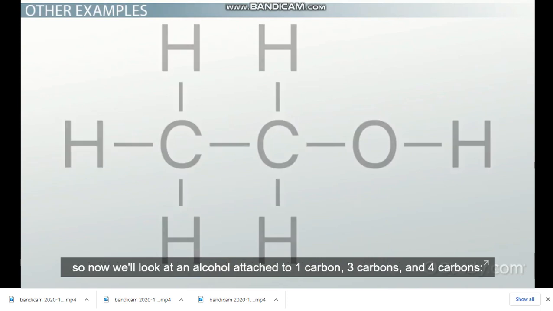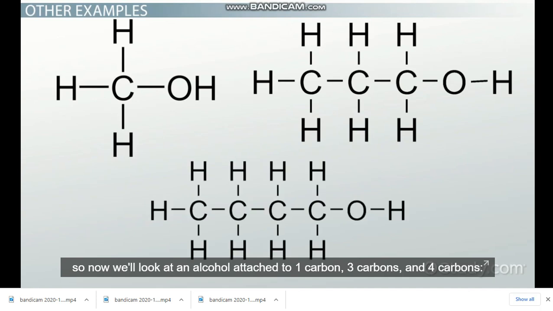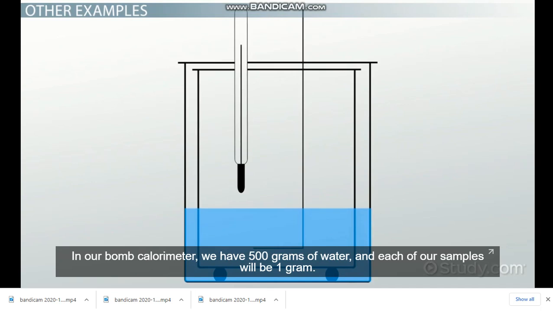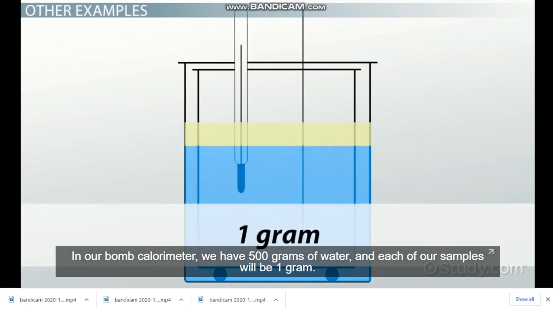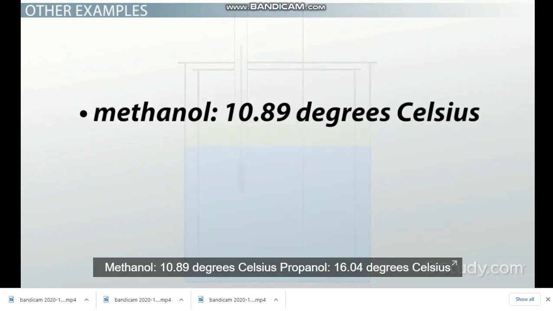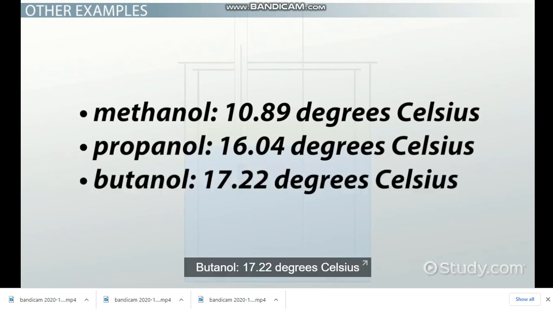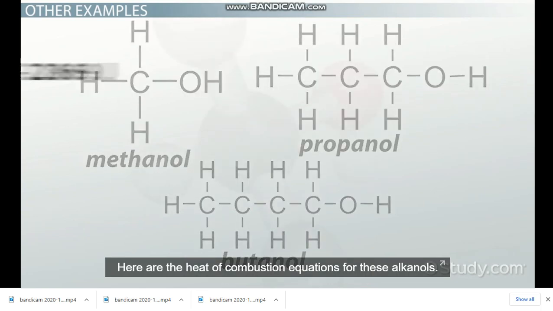We've already looked at ethanol, an alcohol attached to 2 carbon atoms. So now we'll look at an alcohol attached to 1 carbon, 3 carbons, and 4 carbons: methanol, propanol, and butanol. In our bomb calorimeter, we have 500 grams of water, and each of our samples will be 1 gram. Let's look at the change in temperature for these. Methanol, 10.89 degrees Celsius. Propanol, 16.04 degrees Celsius. Butanol, 17.22 degrees Celsius.